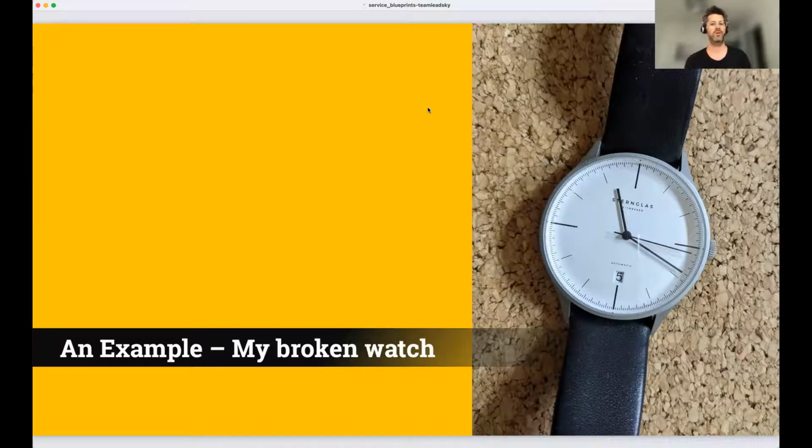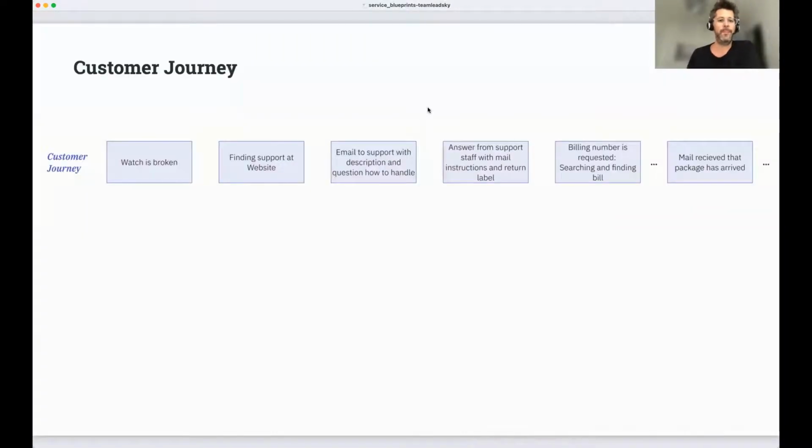So a few weeks ago, my watch was broken. It just didn't run anymore. And I contacted the support. This watch was bought online. So my customer journey, and the customer journey is always the backbone of the service blueprint: my watch was broken. That's the first step. So I started to go to the website to find support, what to do about that.